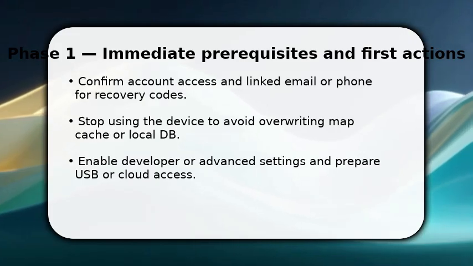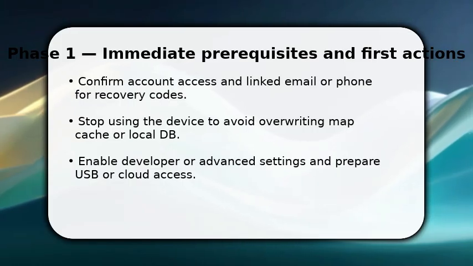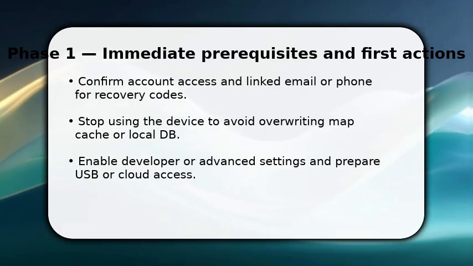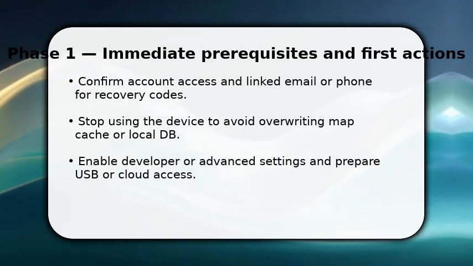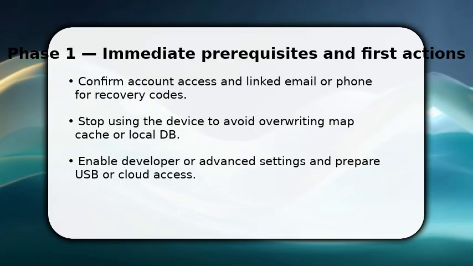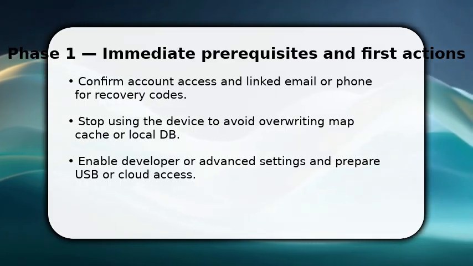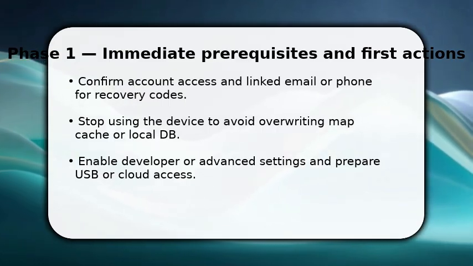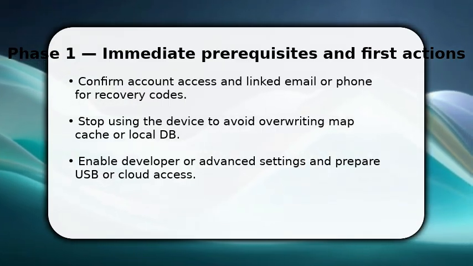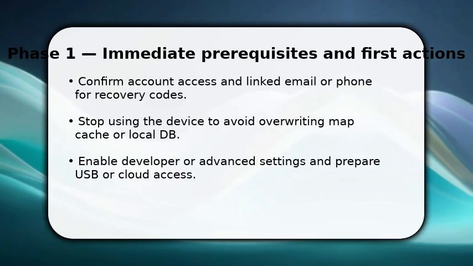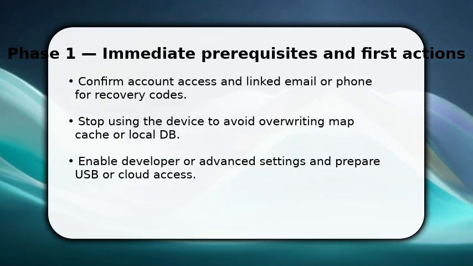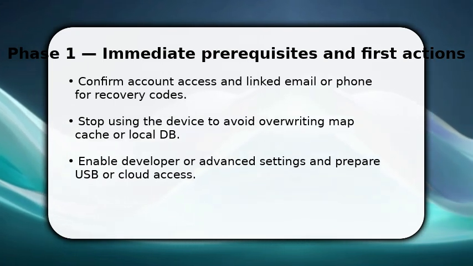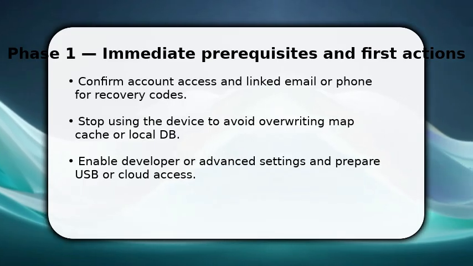You start by confirming account access and any linked email or phone because recovery keys or notifications are often sent there. Once done, stop using the device. This preserves deleted map tiles and local databases. Make sure to enable developer or advanced settings if required. This reveals cache folders and export options. Connect via USB or log into your cloud backup. These are the two primary sources. By preparing both local and cloud channels now, you maximize chance of full history restoration.